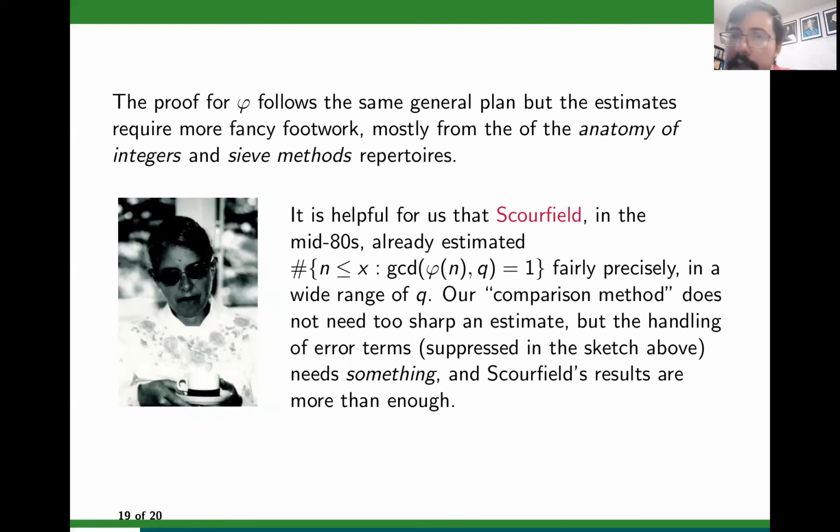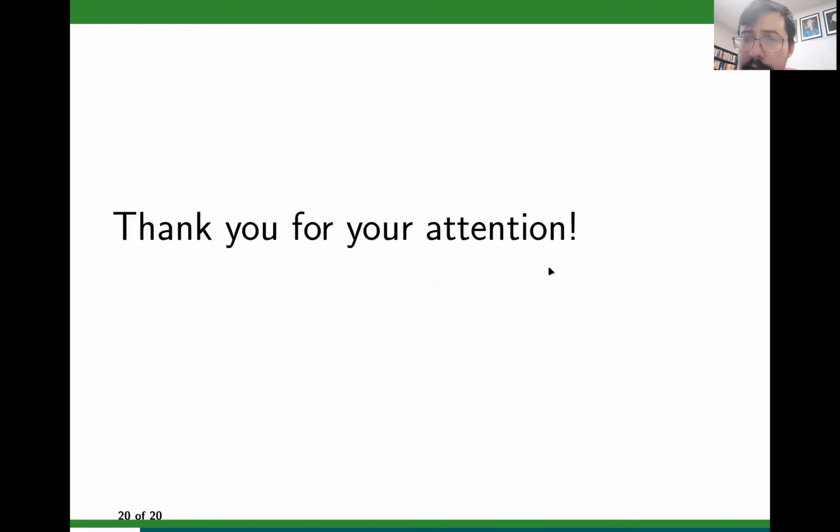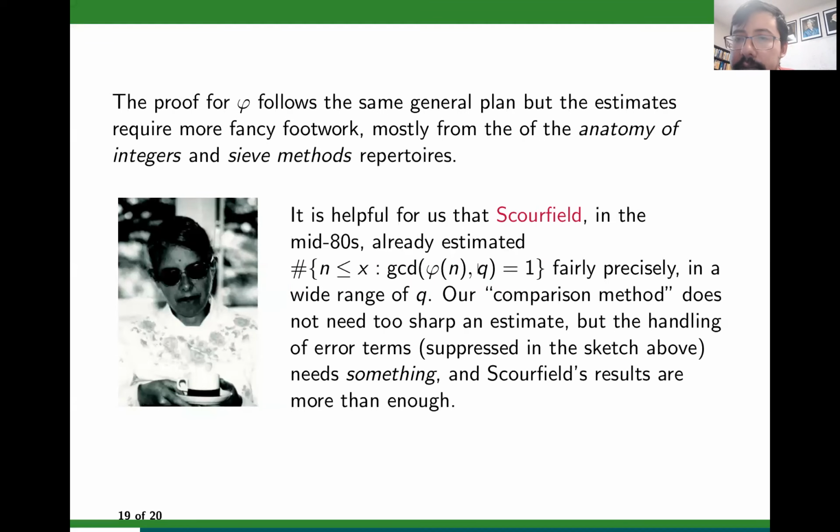And I will say that, as I said, there's also a theorem for phi. The theorem for phi follows the same general plan, but the estimates are a little bit more complicated. As one might expect in this business, you end up using tools from the anatomy of integers, and some tools of sieve methods. I just want to highlight one ingredient that goes into the argument for phi. In the phi problem, the denominator in the ratio we care about is the number of n up to x for which the GCD of phi of n and q is 1.